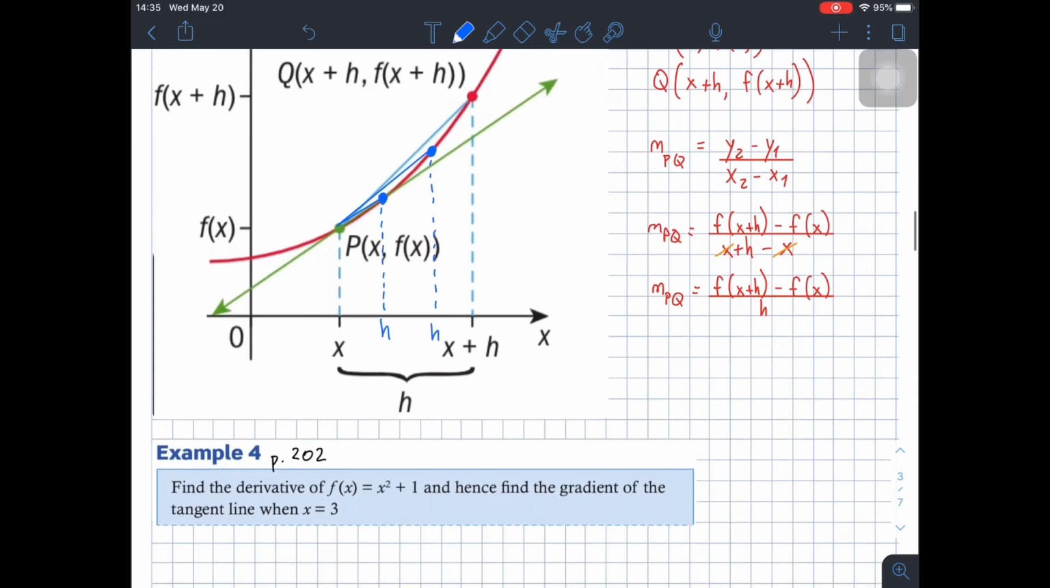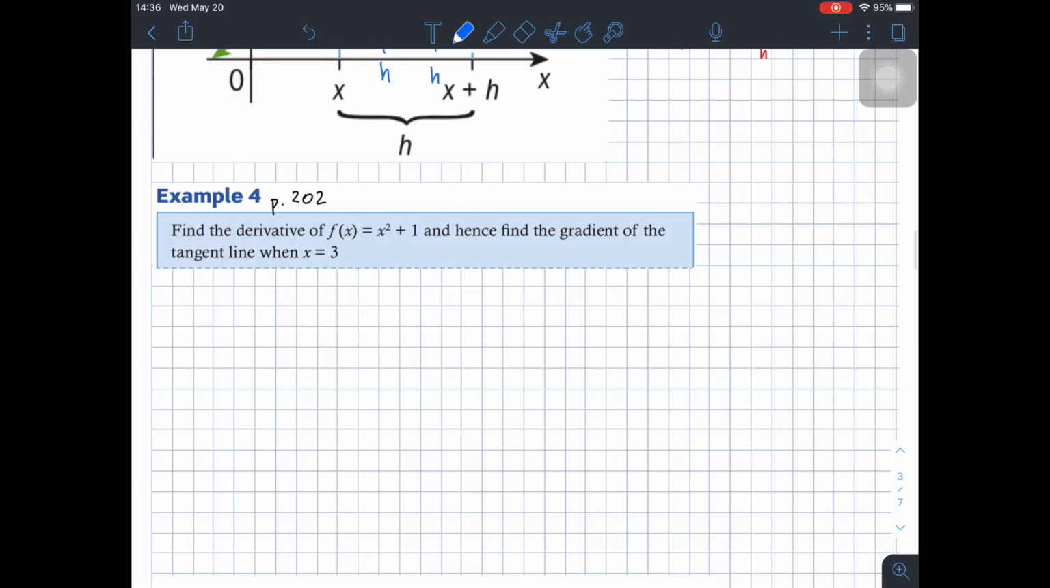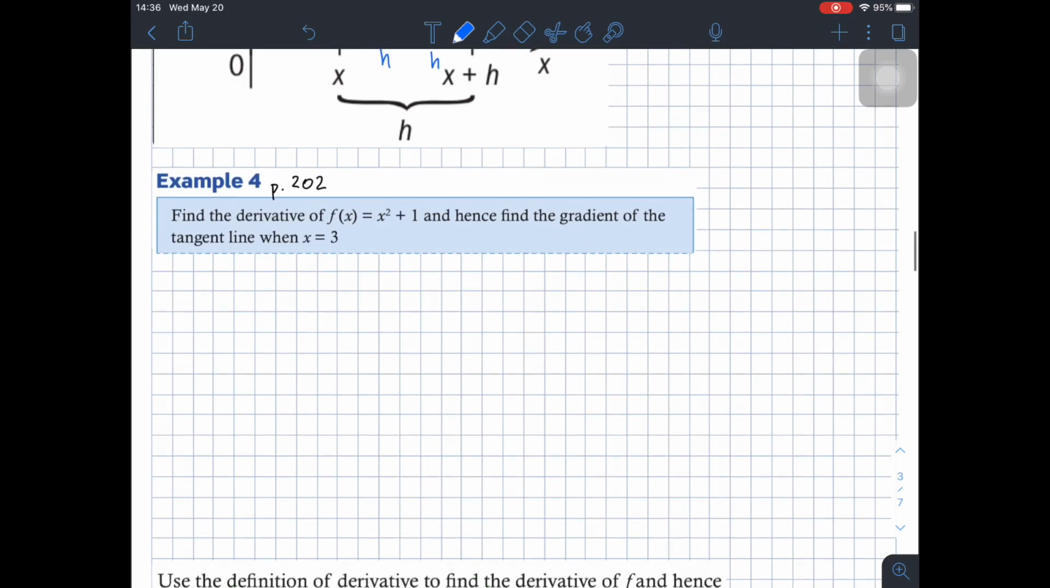Okay, so let me check if I'm not forgetting something about this. Okay, we're fine. So let's see the first set of examples. It says find the derivative of f of x equals x squared plus 1, and hence find the gradient of the tangent line when x equals 3. Okay, so we want to find the derivative.